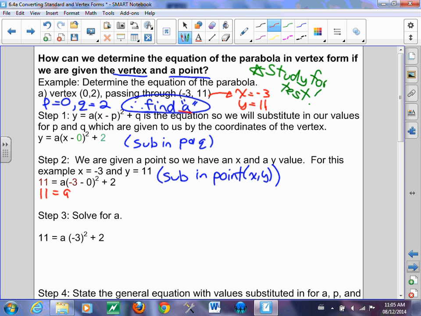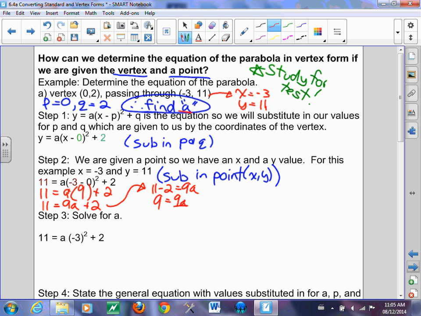It's going to be A times, what's negative 3 subtract 0? Negative 3. You square it, which is 9, plus 2. So we have 11 equals, my fault, just fix that. So 9 times A is 9A plus 2. And we're going to rearrange for A. So we're going to take the plus 2 and bring it over. It's going to become negative. So we're going to end up with 9 equaling 9A.